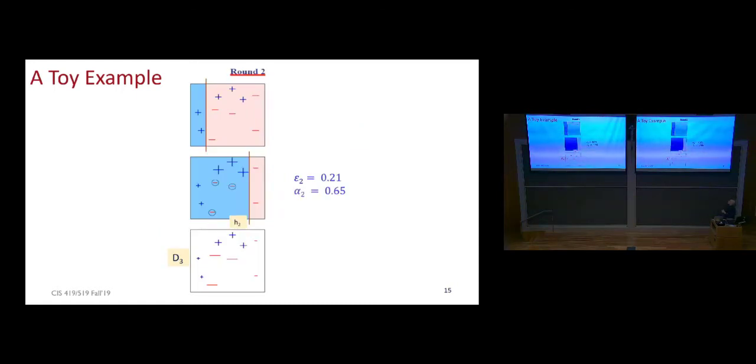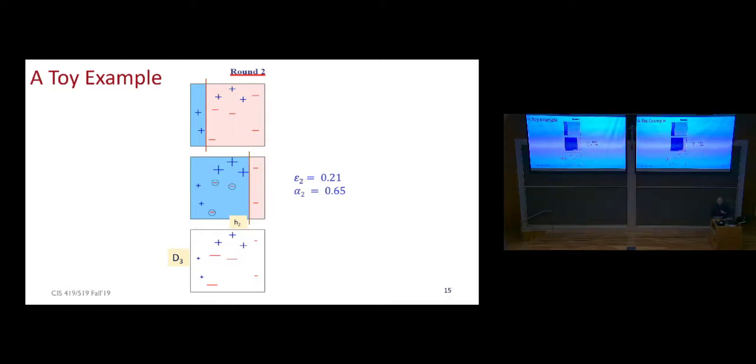So my second hypothesis, H2, is another vertical line, where to the right of it I'm going to say negative, and to the left of it I'm going to say positive. Again, you can see that I made 3 mistakes. These 3 negatives are in the positive region. These are the circled negatives. And again, I made 3 mistakes out of 10.